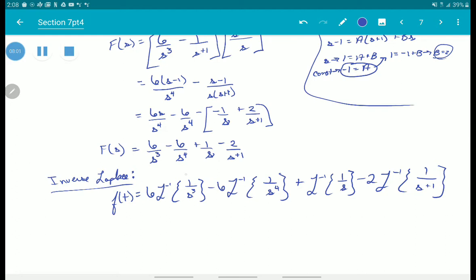So we're looking at our formula sheet here, and that matches up with our formula number 3. So we can think about this as a 2 plus 1. So our n is 2. We need a 2 here, and we can compensate with a 2 out here. So that's going to give us a 3, and that's going to be a t squared.